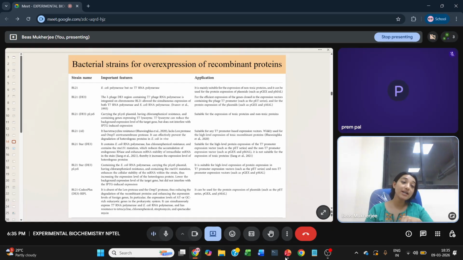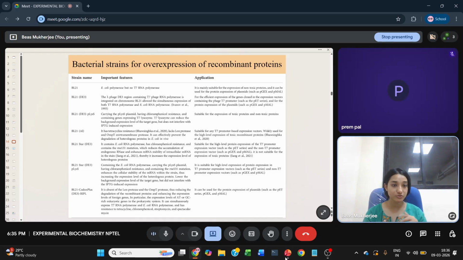Why? Because viral RNA polymerase is 5 to 10 times faster and 20 times less error prone compared to the bacterial RNA polymerase. Right? So a lot more protein gets overexpressed in a very short time. And BL21 DE3 allows the simultaneous expression of both T7 RNA polymerase and E. coli RNA polymerase. So this is suitable for expression of toxic proteins and non-toxic proteins both. Then, this is useful for efficient purification of genes cloned in expression vectors containing the T7 promoters such as the pET series.